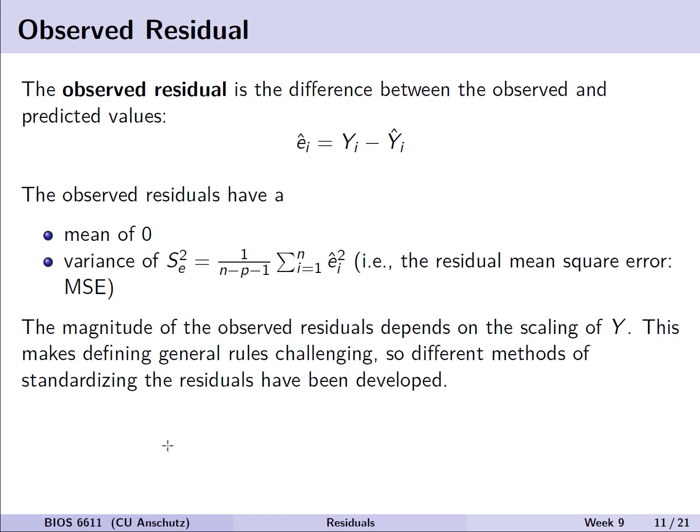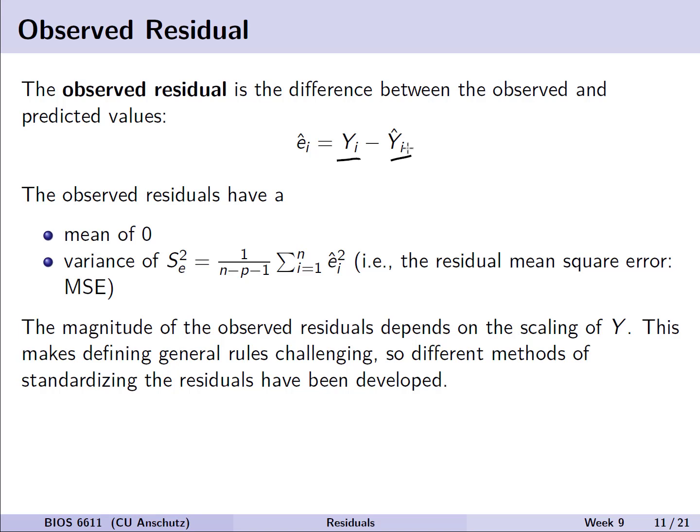So let's start with that observed residual. It's by far the most straightforward one because we've already defined it a few times, and it's something we just get directly out of our model by again taking the difference of the actual observed outcome we have and the predicted value for the outcome for a given individual.